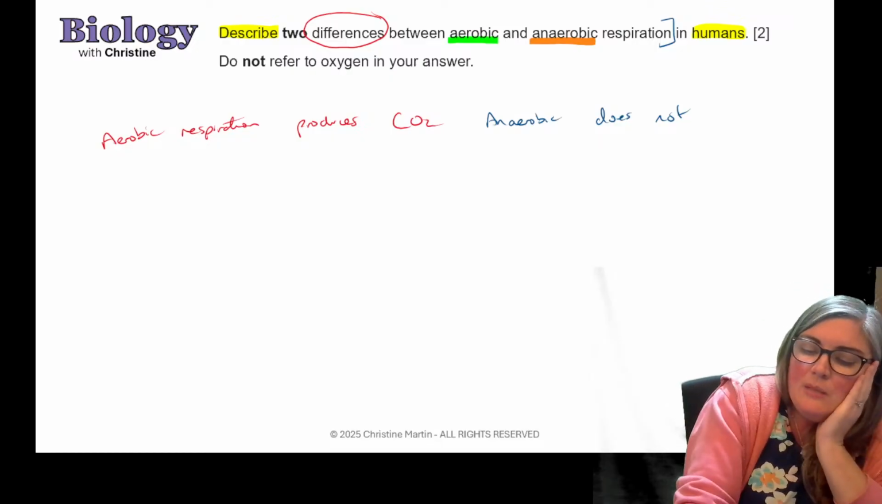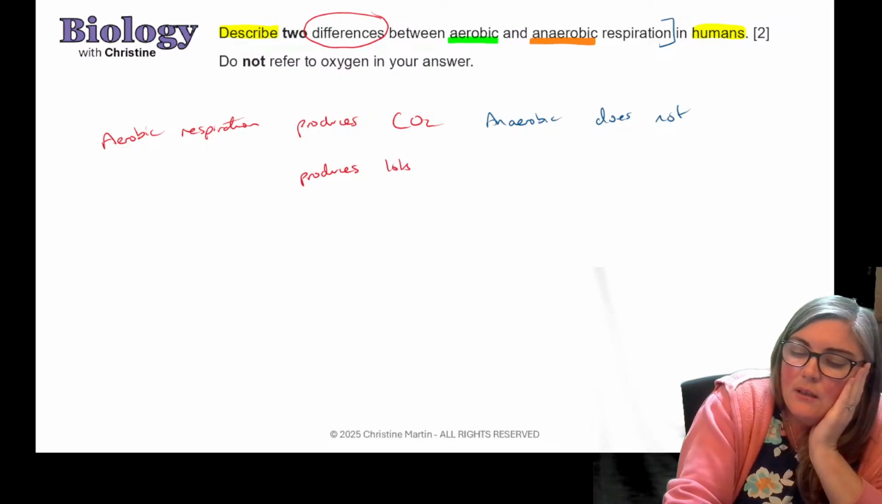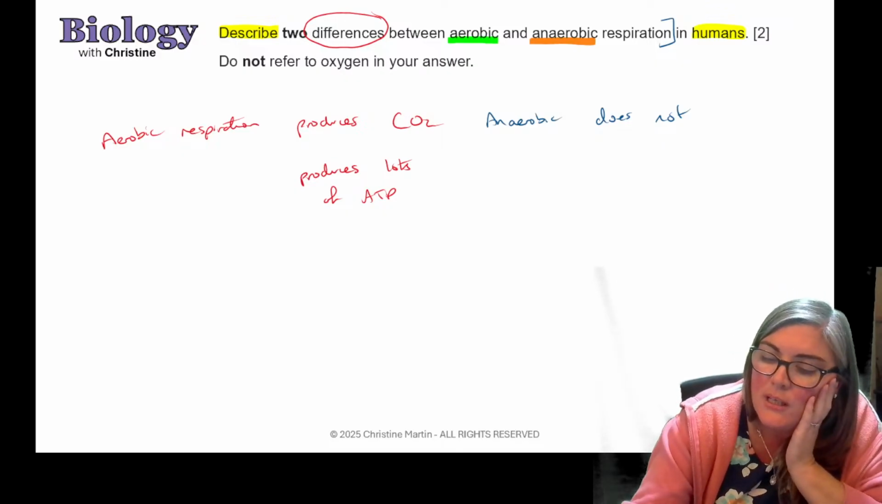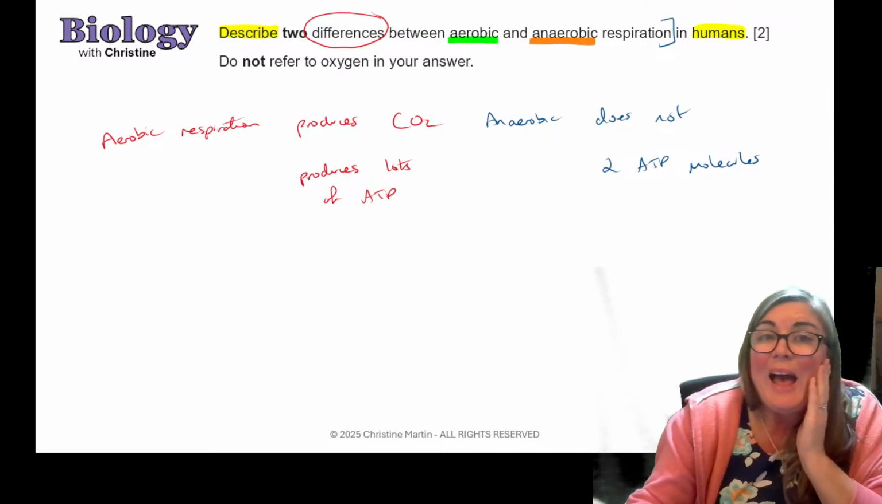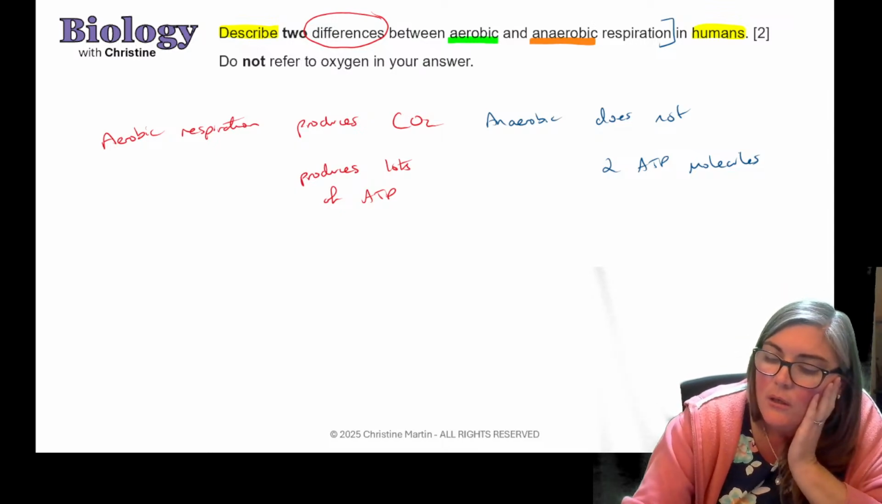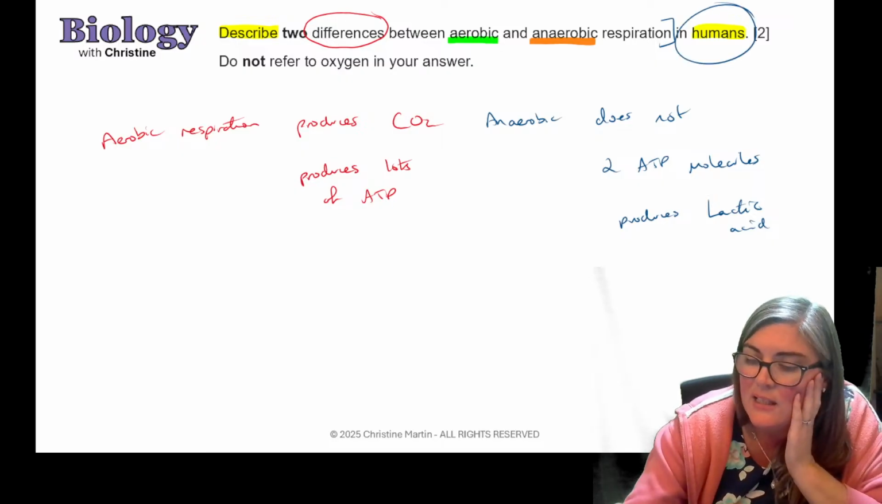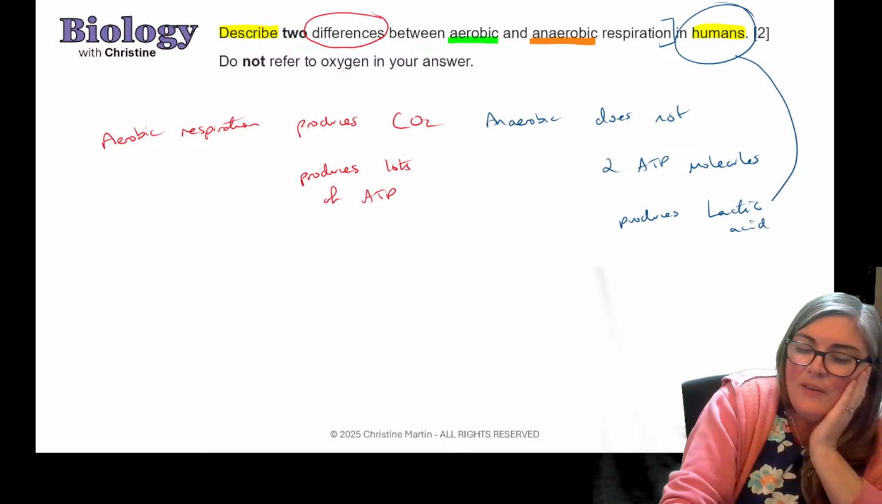Well, aerobic respiration produces lots of ATP, whereas anaerobic respiration produces 2 ATP molecules. What else can we say? Anaerobic respiration produces lactic acid because they have specified that it is in humans, so we know that it's lactic acid. What do we need to then say?